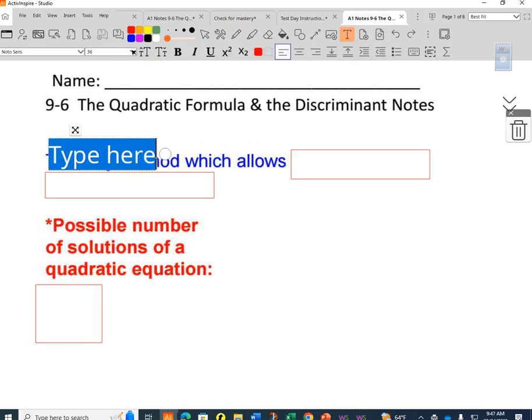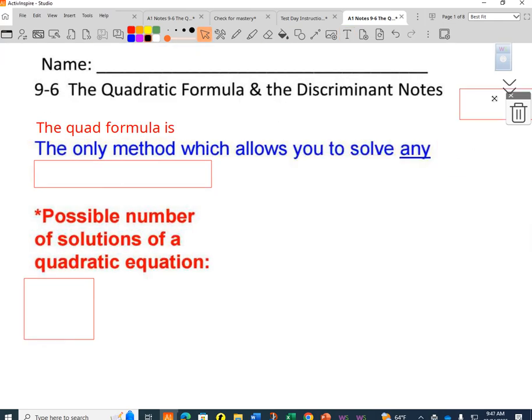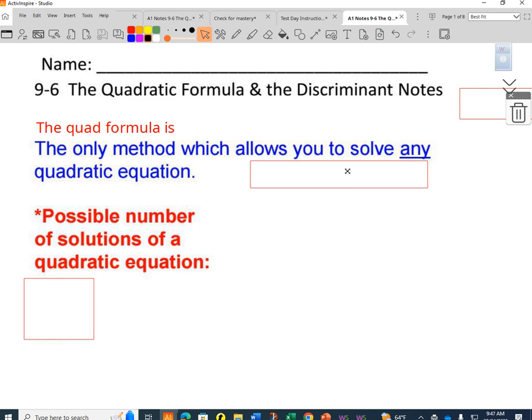So let's go ahead and add something here. We're going to add the quadratic formula, and we'll abbreviate it. So add that in your notes. All right. The quadratic formula is the only method which allows you to solve any quadratic equation.